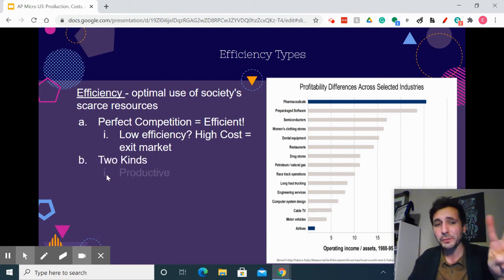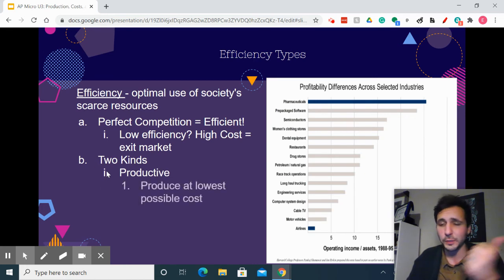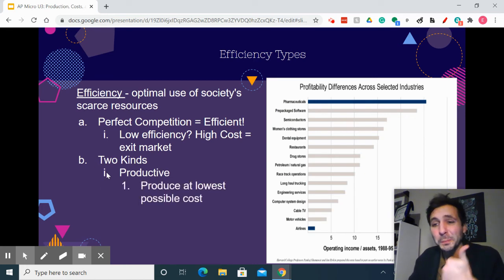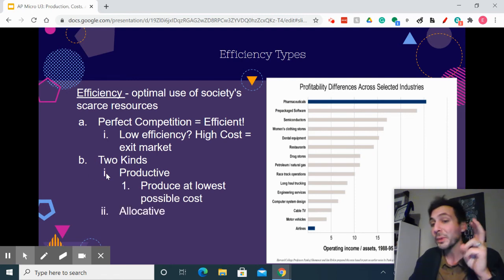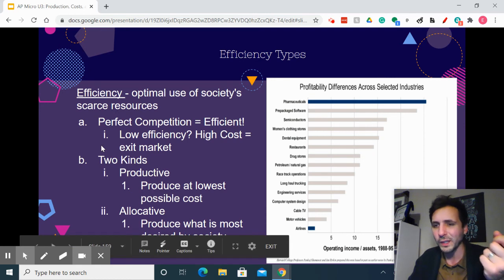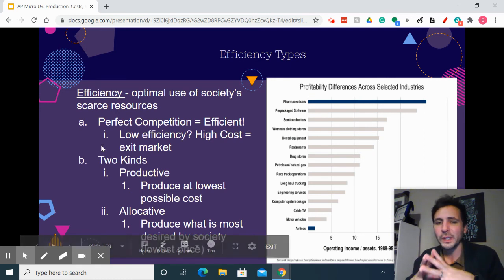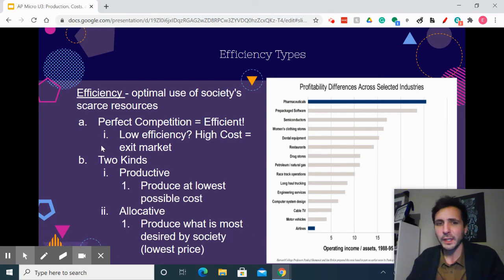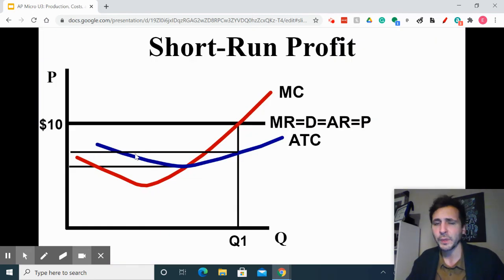Remember, there are two types of efficiency. There's productive efficiency, which means I'm producing at the lowest possible cost, long-run equilibrium. And then we have allocative efficiency, which means we're producing what society wants at the price it wants. We demonstrate that as the lowest possible price for that firm. So that's productive efficiency and allocative efficiency. The big takeaway is that we are both of those types of efficiency in perfect competition.